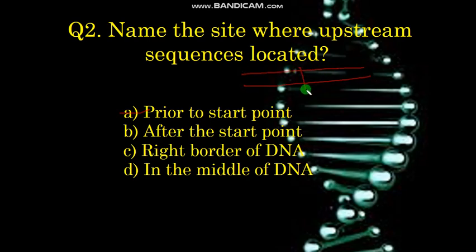If we consider this as the start point, or whatever the transcriptional start point, the region prior to the start point we call the upstream region. This we call the downstream region. The upstream region contains the promoter region, transcription factor binding sites, enhancers, and activators. In the downstream region, we have the gene, the gene which is transcribed into RNA. That we will look at in the downstream region.